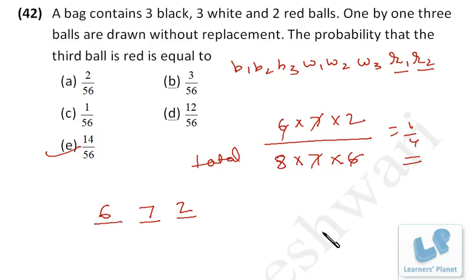Or you can make the various combinations also, that's black black red, white black red, but that will be a lengthy process. This is somewhat easy process, and can be done in short time.